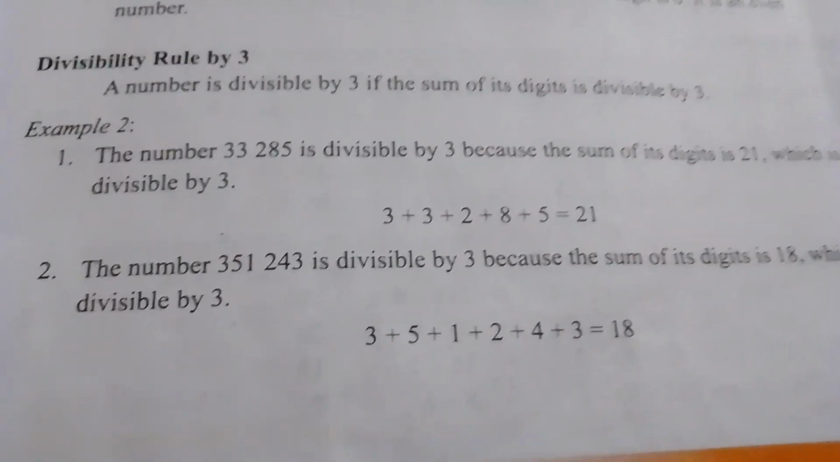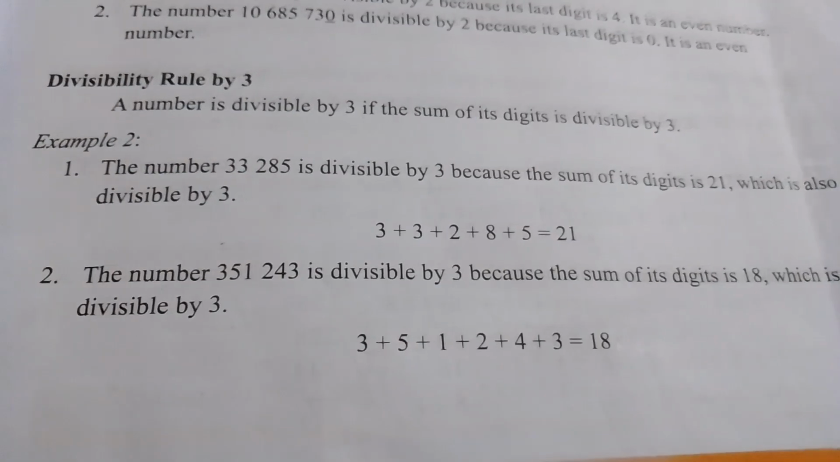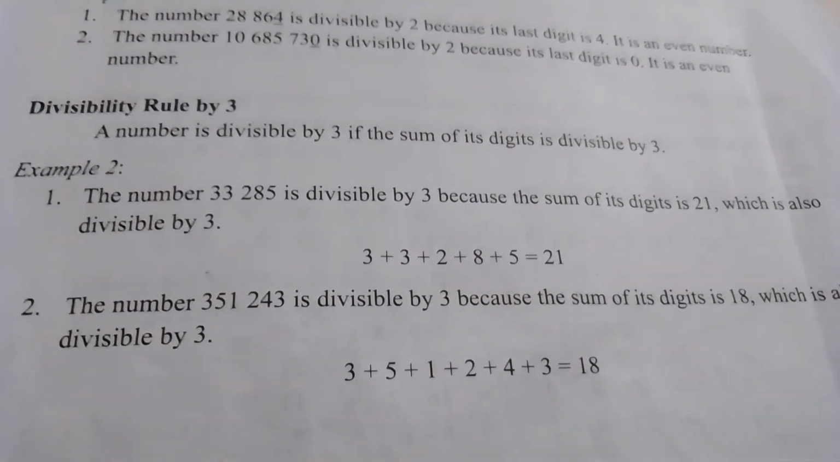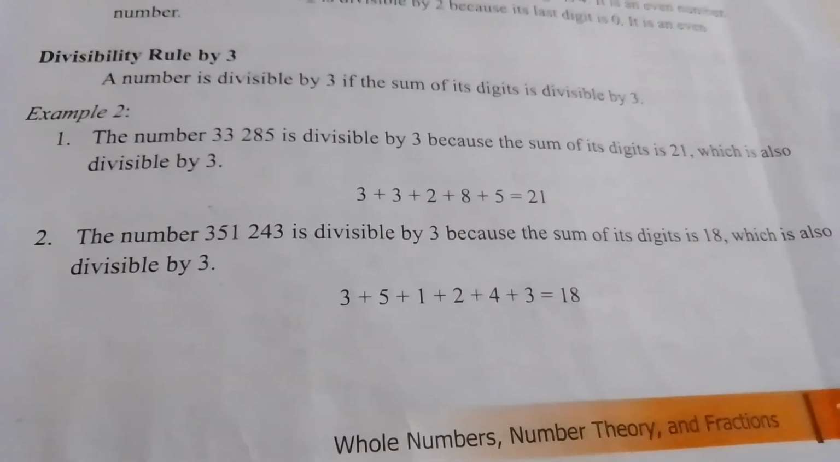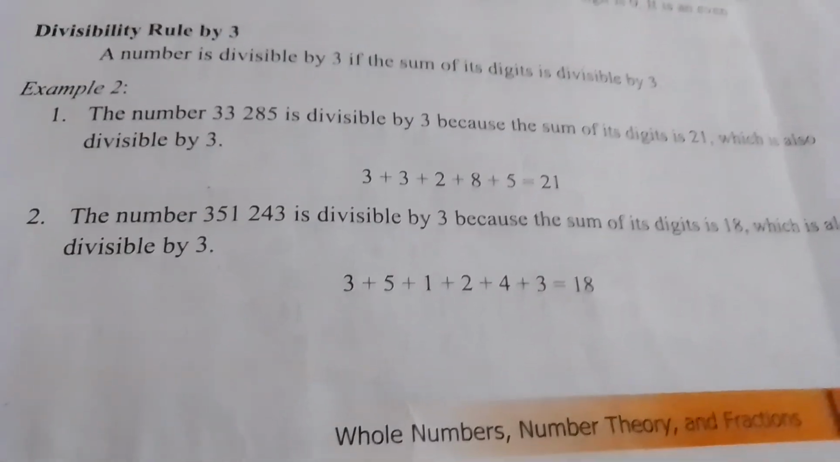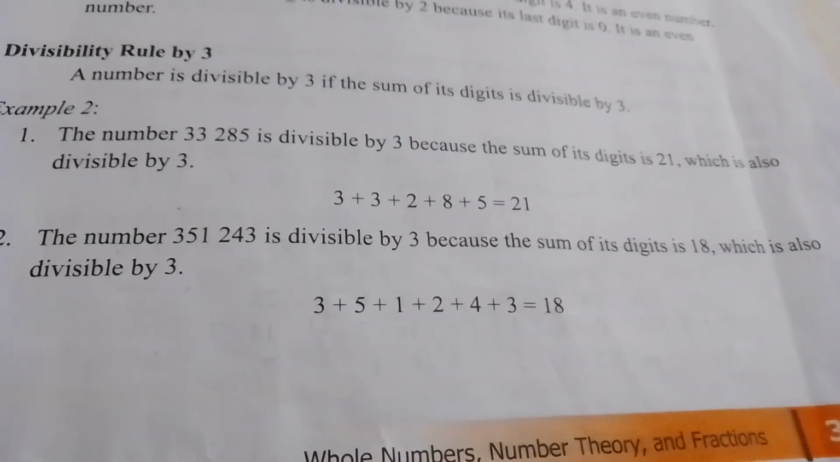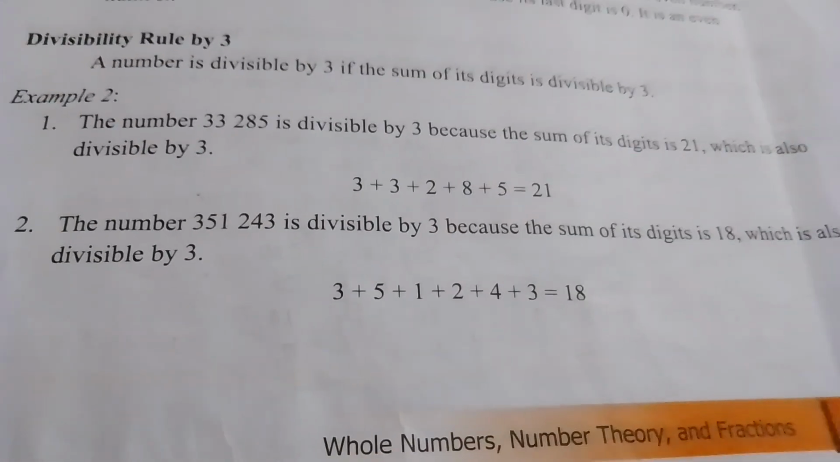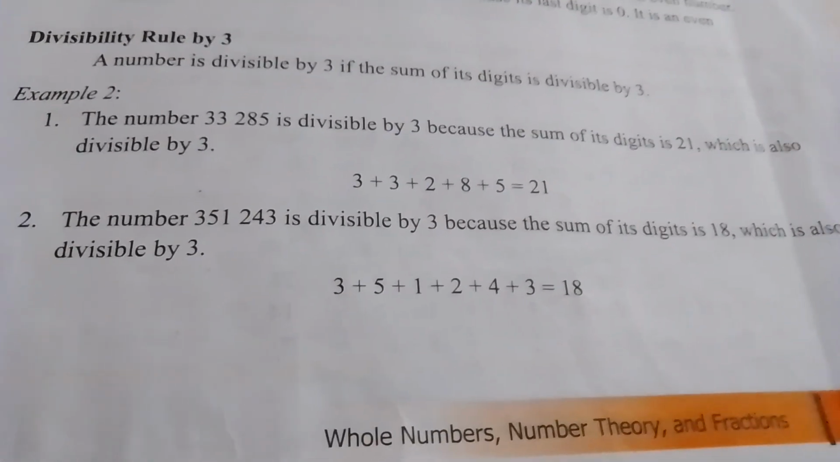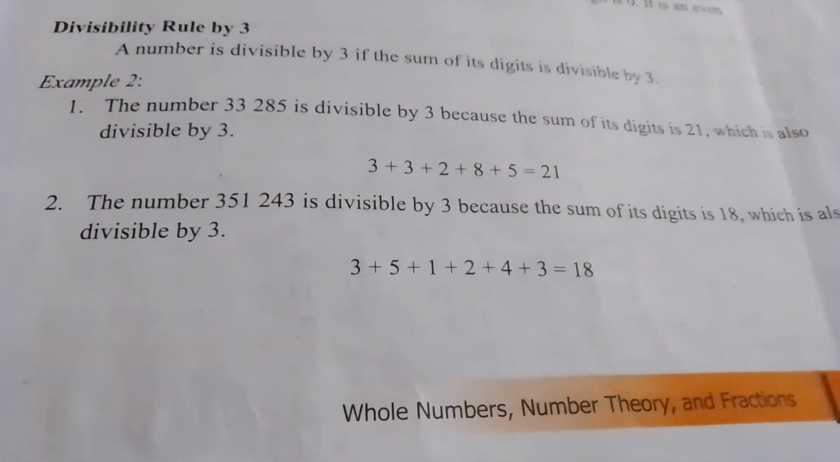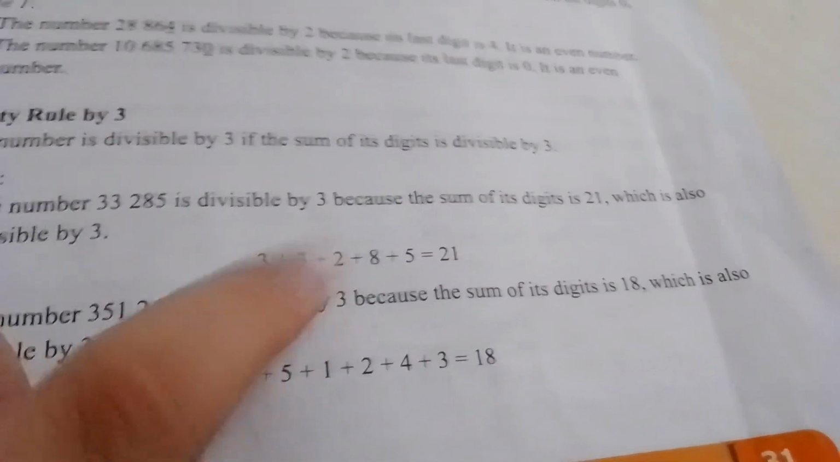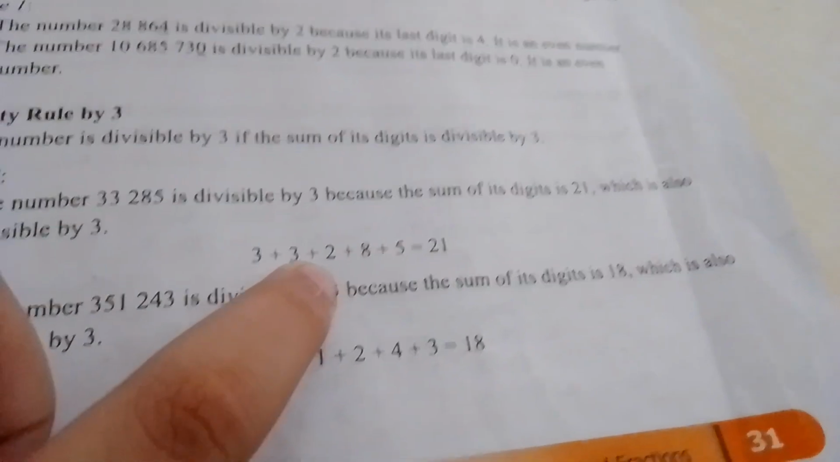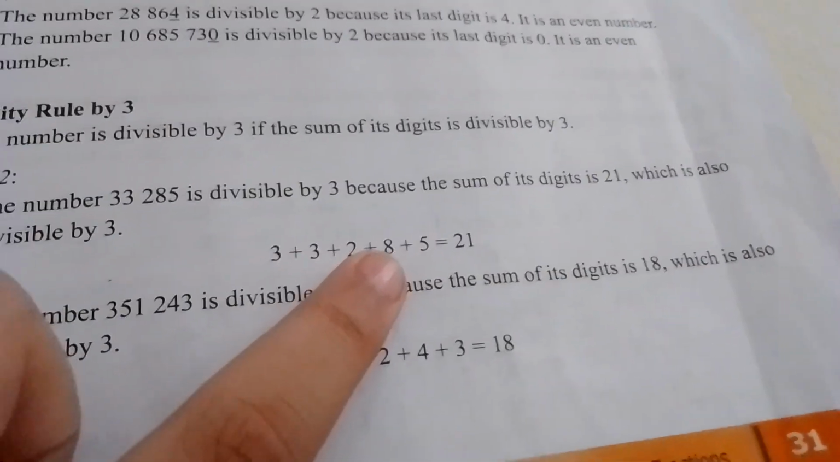Divisibility rule by 3. A number is divisible by 3 if the sum of its digits is divisible by 3. The number 33,285 is divisible by 3 because the sum of its digits is 21, which is also divisible by 3. We need to add these digits. 3 plus 3 is 9, plus 2 is 11, plus 8 is 19.